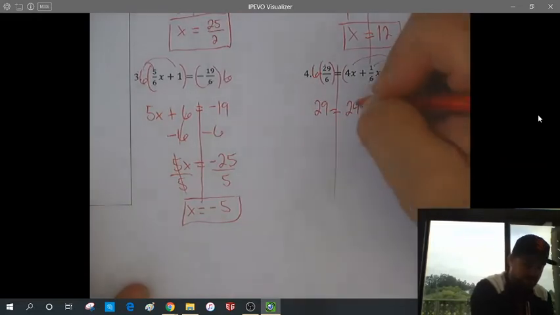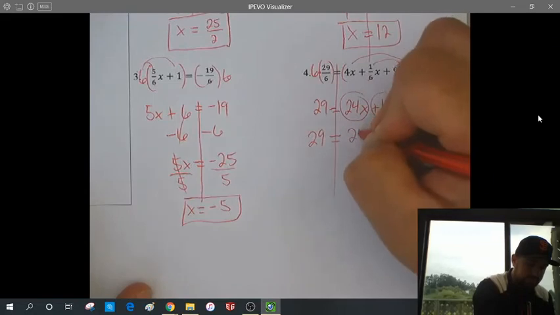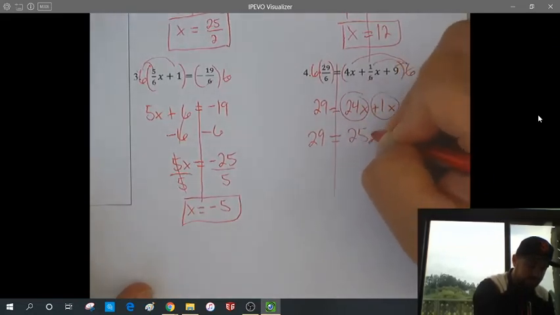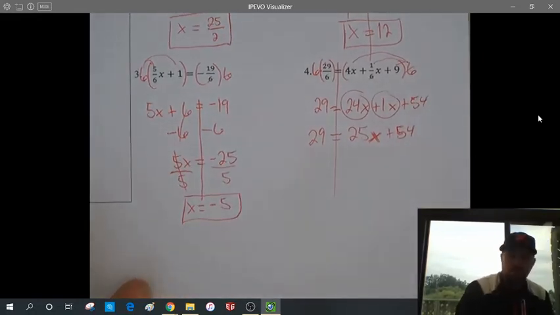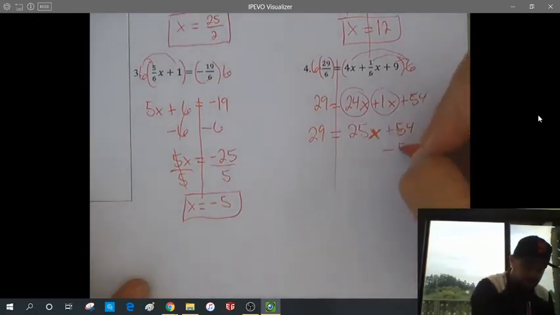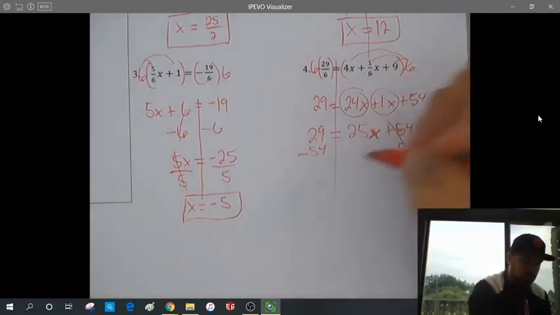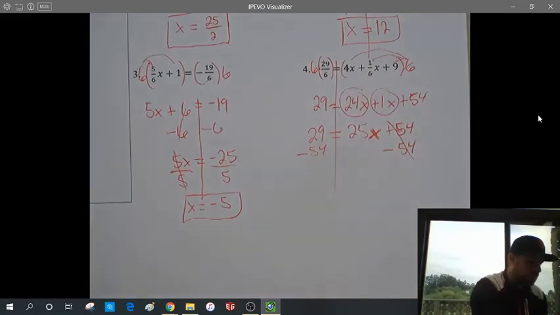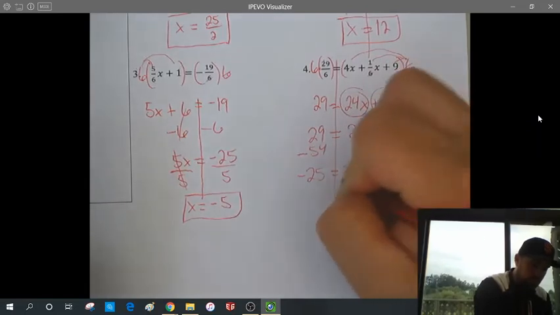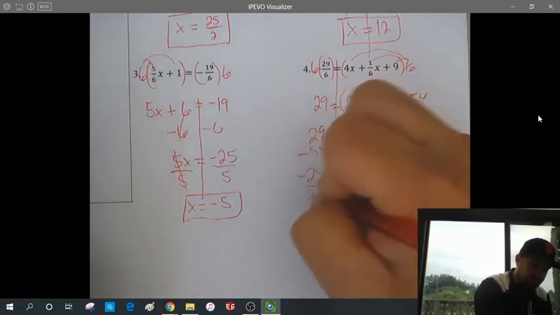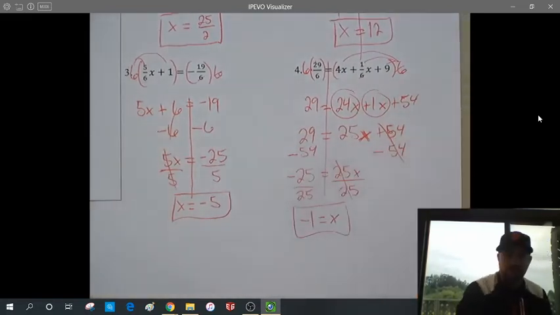Okay, now I have like terms on the same side, so I'm going to go ahead and combine those. And then undo my constant. And divide by my coefficient of 25. And here I'm going to get that x is equal to negative 1.